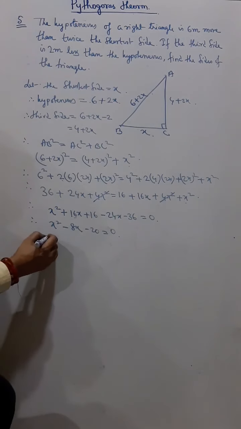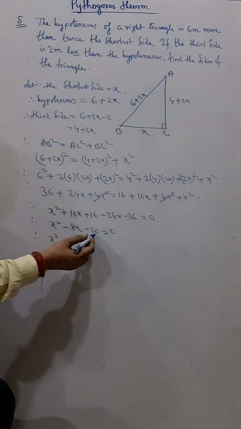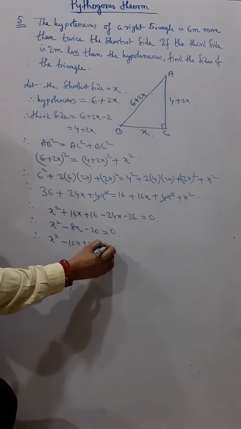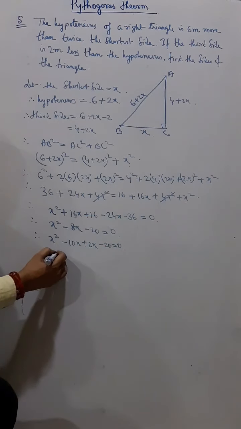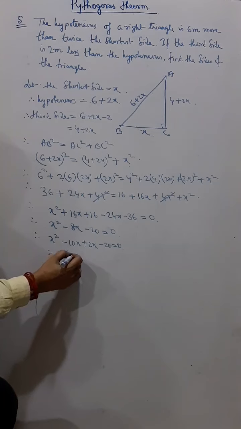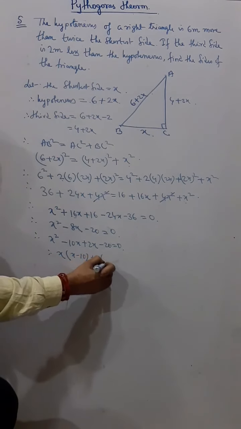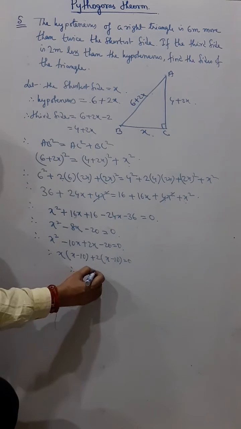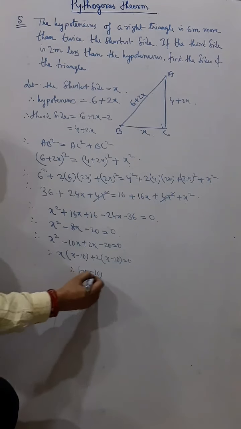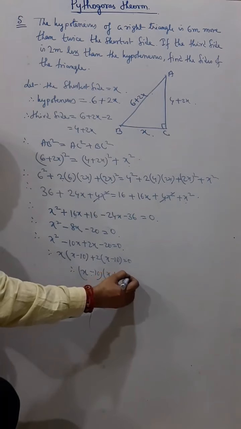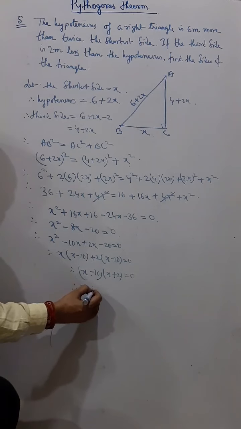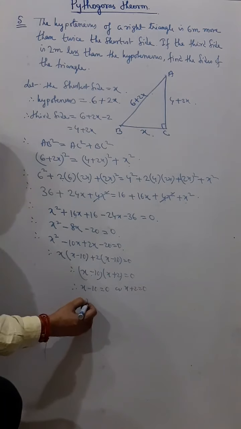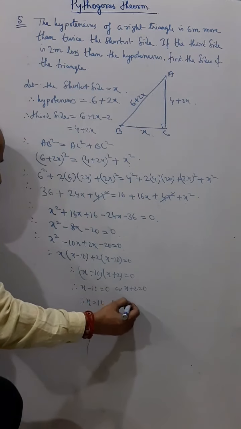And now the quadratic equation: x square, we can say 10 times 2 is 20, 10 minus 2 is 8, so minus 10x plus 2x minus 20 is equal to 0, and then x minus 10 and x plus 2. So finally we got x minus 10 and x plus 2 is equal to 0. Therefore x minus 10 is equal to 0 or x plus 2 is equal to 0. So x equals 10 or x equals minus 2.